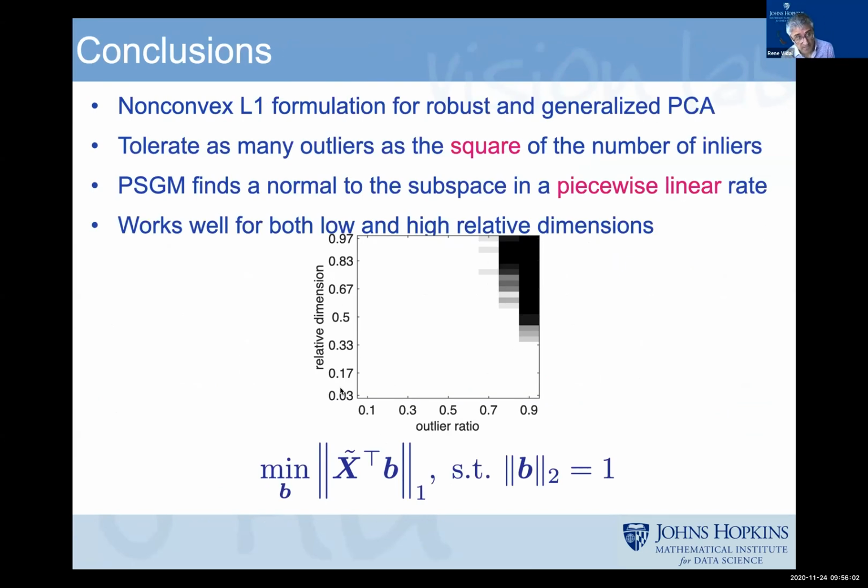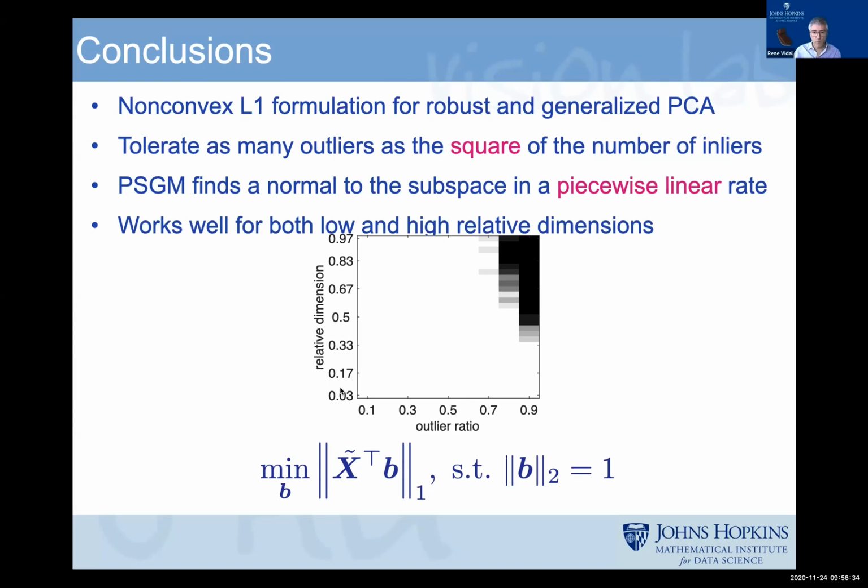To summarize, what I've presented is a non-convex L1 formulation for robust subspace learning. It extends to multiple subspaces, but I did not present that. The method is provably correct. It performs very well in practice. We've been able to show that it can tolerate as many as the square of the number of outliers. So you can learn subspaces with most of the data being outliers, actually.